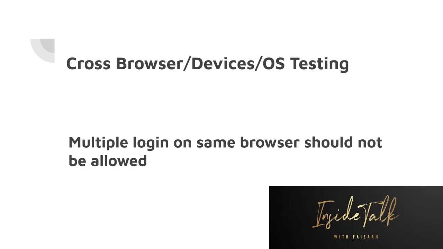And one more thing is multiple logins on the same browser. Say for example, if you have opened a Chrome browser and I open Amazon.com and I log in, and then someone else wants to open the same browser and the same website, Amazon.com, and they want to log in with their credentials. It should not be happening, right? That's not the right thing. In a single browser and a single system, it shouldn't be allowed. So these are all the kinds of features you can check for a login page.